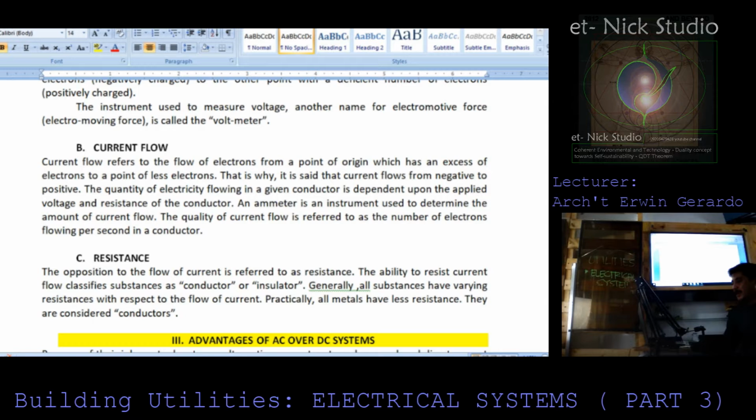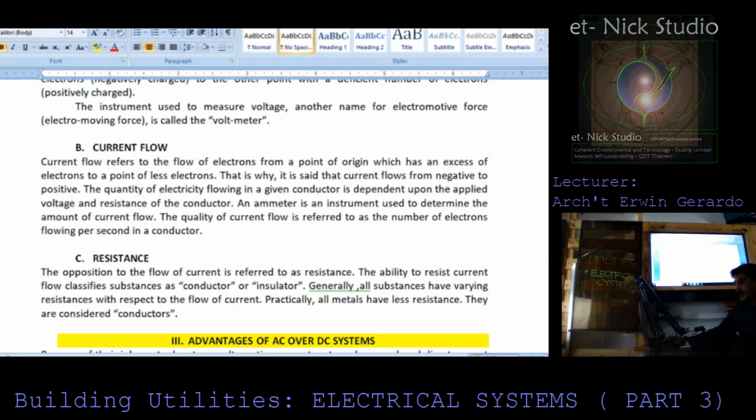The quantity of electricity flowing in a given conductor depends upon the applied voltage and resistance of the conductor. An ammeter is an instrument used to determine the amount of current flow. The quality of current flow is referred to as the number of electrons flowing per second in a conductor.